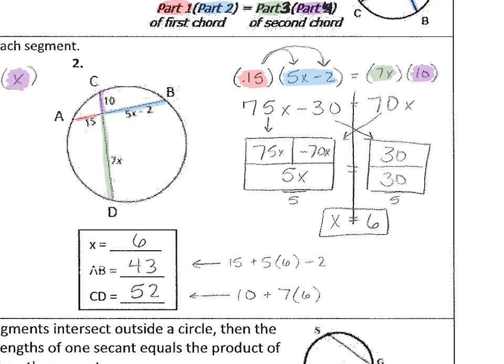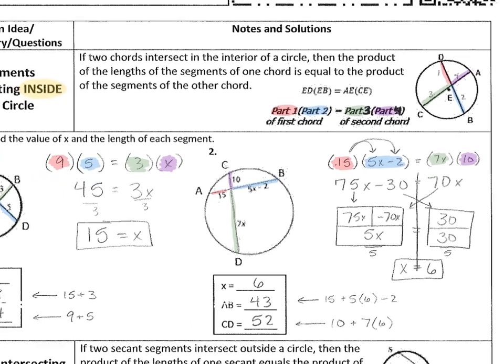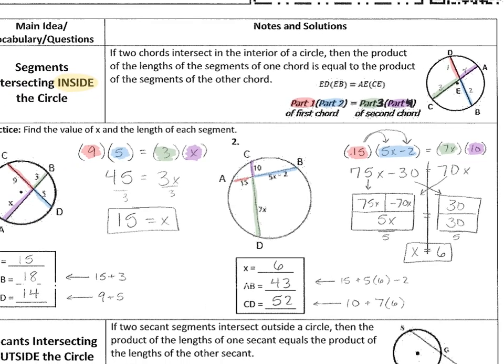Does that make sense? So when the segments intersect inside the circle, you're setting up this formula right here, where you have the 4 parts, 2 parts multiplied together, 2 parts multiplied together, set equal to each other. Check. Then it's going to change.